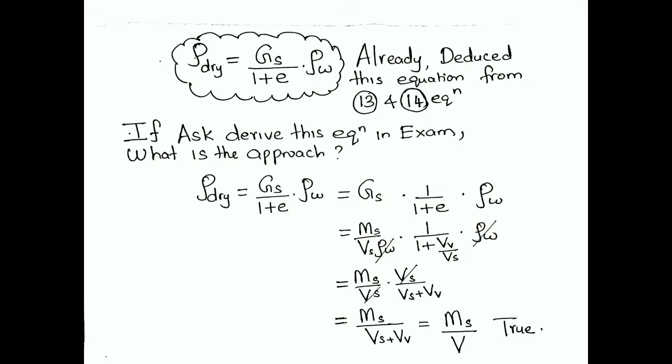Then MS over VS. Take VS common in the denominator, VS plus VB, this VS goes up. Then VS and VS cancel out. MS over VS plus VB. Then that is equal to MS over the total volume. This is the definition of dry density. Check equation number 17. This is the definition of dry density. Then this relationship is true.